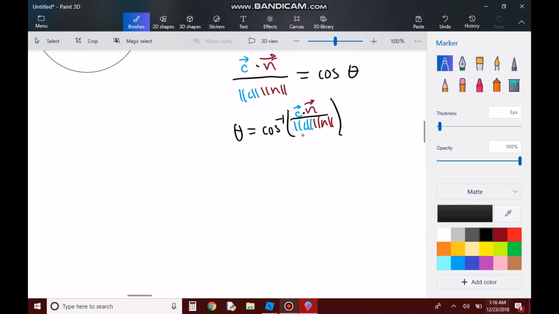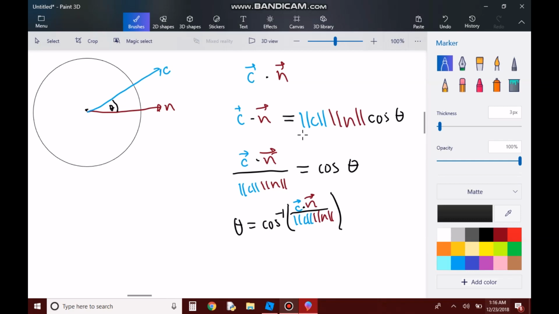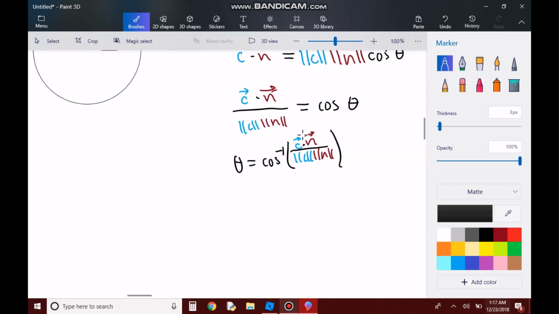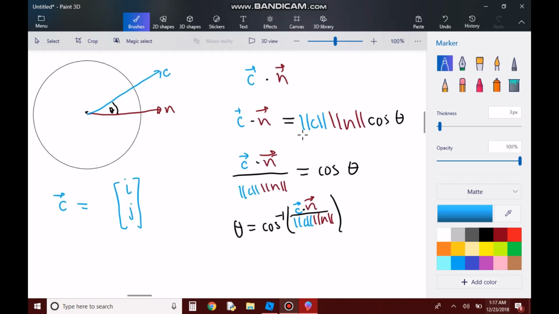So what we could do is find the angle that C is pointing at and then the angle that N is pointing at, and subtracting the two to get theta. So since 2D vectors have two components to them, we have C, which would be equal to its I component and its J component. We could find the angle of this by doing the tangent.